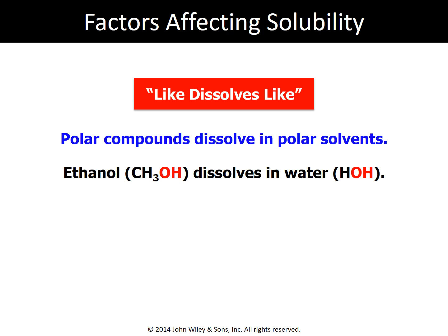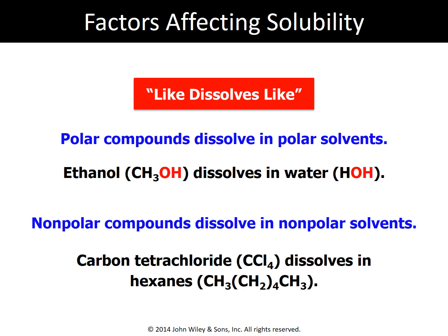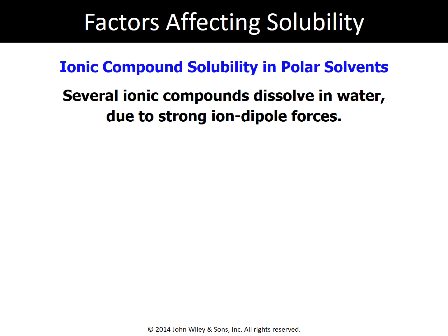Our other factor affecting solubility is that we need to think that like dissolves like. So if we have a polar compound, we know it will also dissolve in other polar compounds and polar solvents. So if we dissolve ethanol in water, nonpolar compounds like carbon tetrachloride and hexanes, mostly carbon compounds, they're also going to dissolve in each other. However, polar compounds such as water would not dissolve in nonpolar compounds such as carbon tetrachloride.